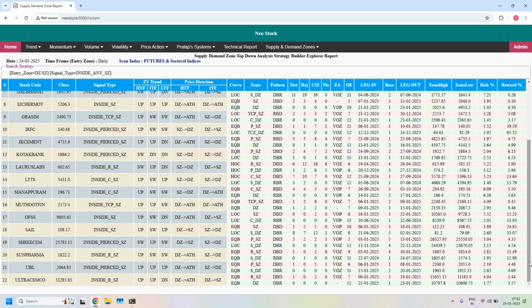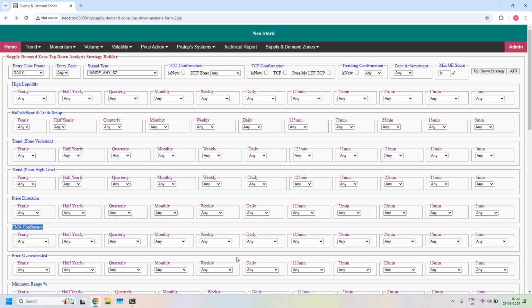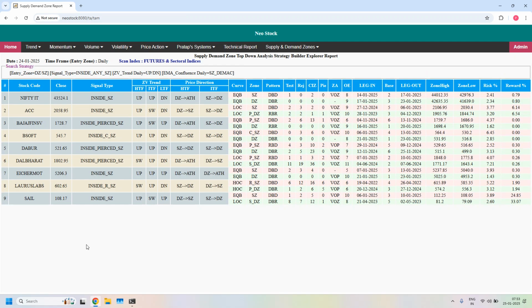Out of these 22 daily supply zones, how many are having a daily EMA Confluence? Let us further filter this list by setting EMA filter. In the EMA Confluence parameter at a daily time frame, I am selecting daily supply zone having daily EMA Confluence, and trend on the daily time frame should not be sideways. It can be up or down. Let's filter. 9 stocks are filtered. These 9 daily supply zones are having daily EMA Confluence, and current price is closed inside the daily supply zone. So this is about the daily time frame.